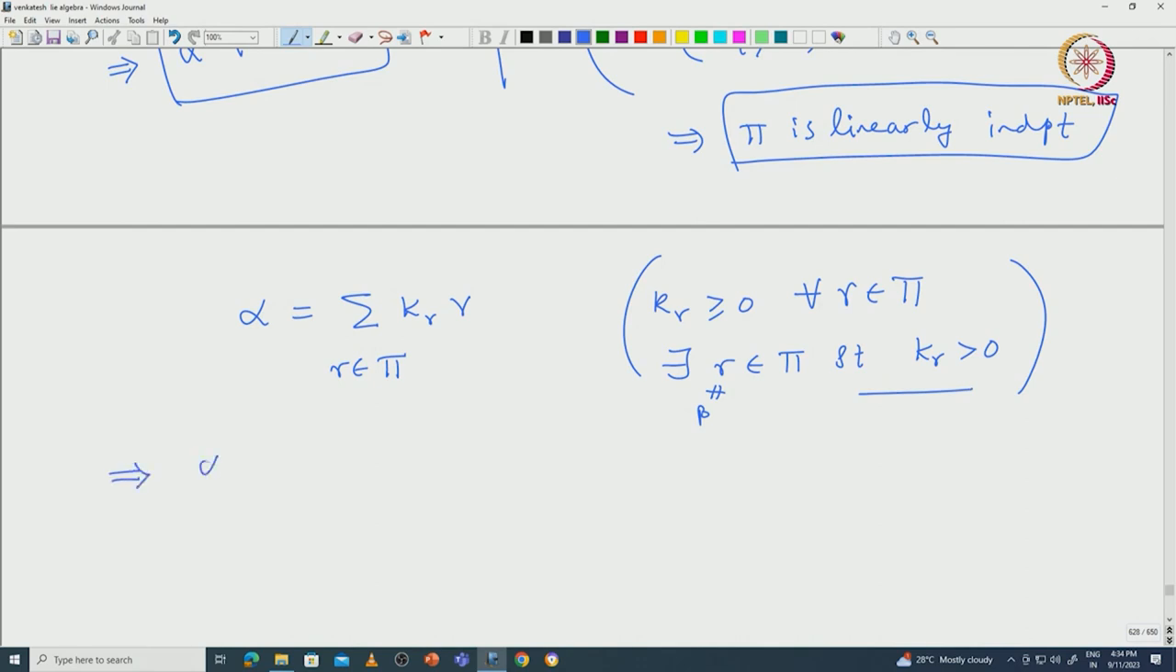In particular, if you take α − β, you can see that the terms k_γ' γ' for γ' in Π other than β will still survive inside the summation. So, that makes α − β again positive, as some k_γ inside α − β is still a positive integer.